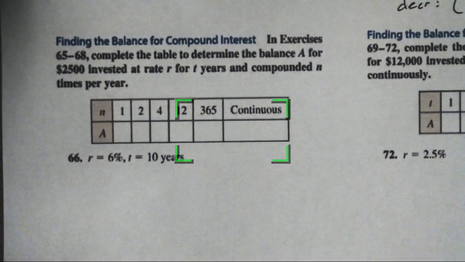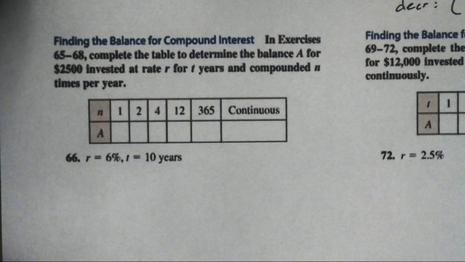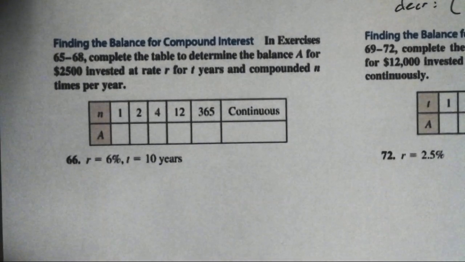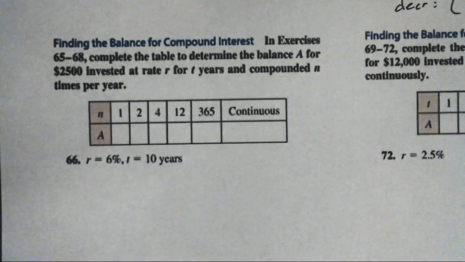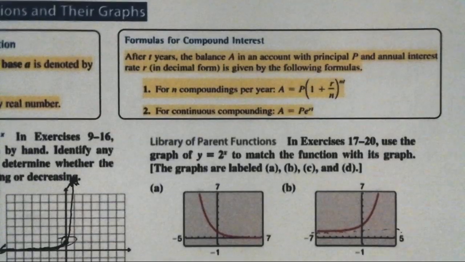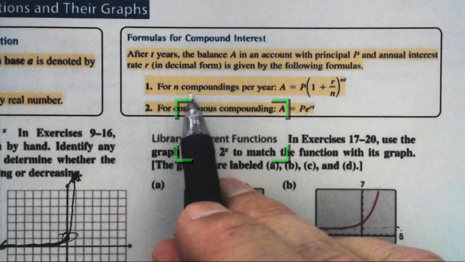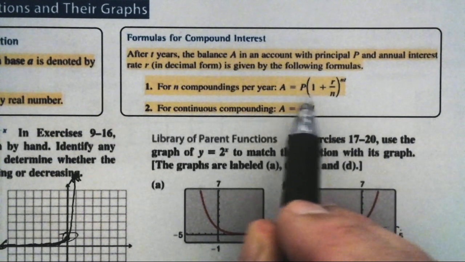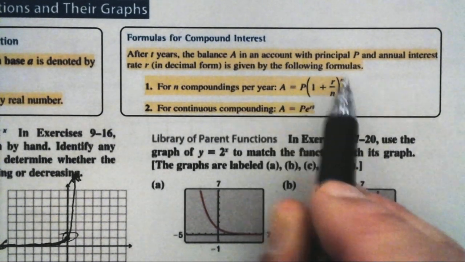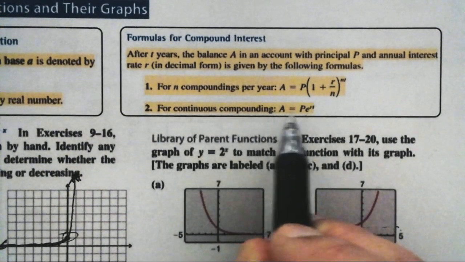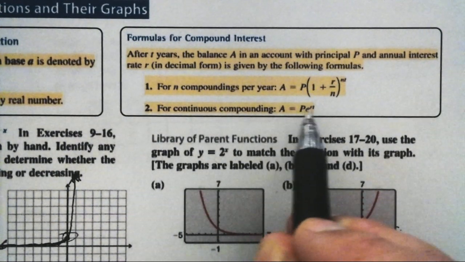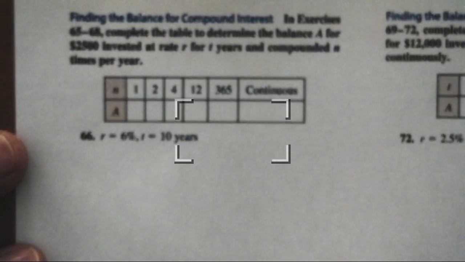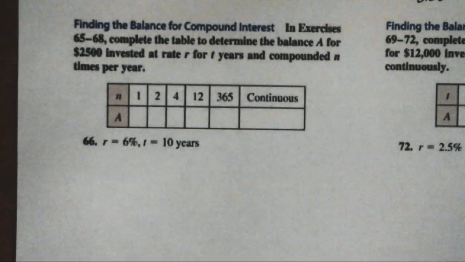Complete the table to determine the balance A for $2,500 invested at a rate R for T years and compounded N times per year. So back to the front page. Our compounding per year is this formula. In class, I'm going to explain why that formula should make some sense, and we maybe can remember it because it makes sense. This one for continuous compounding is one we probably should memorize.